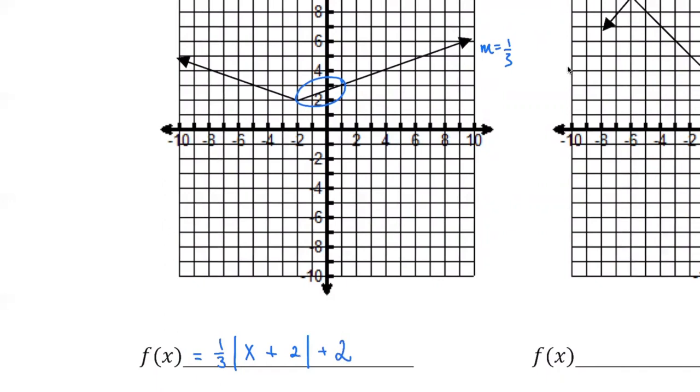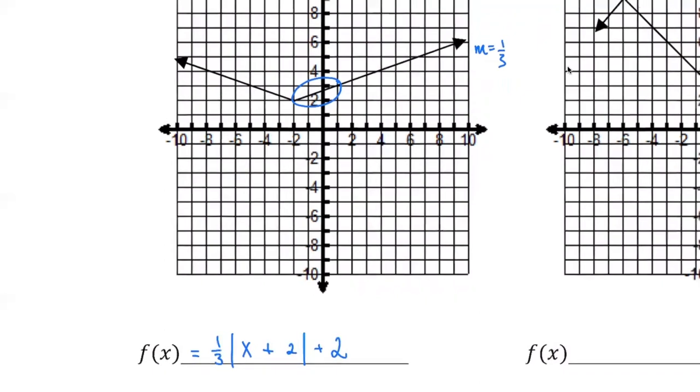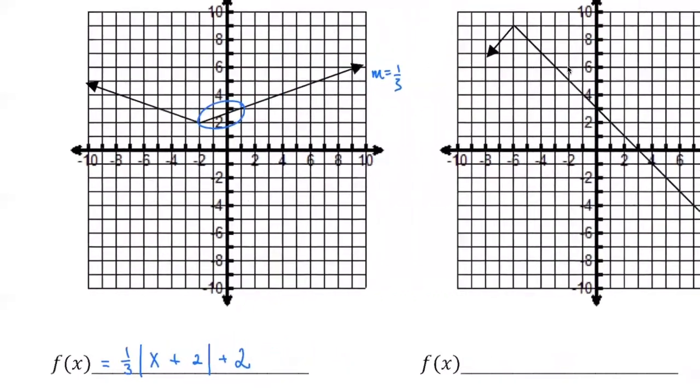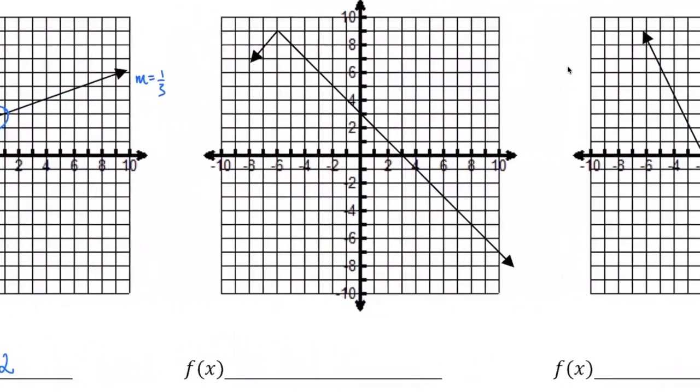So what you can see here is that by observing the shape of the absolute value graph right in front of you, you can obtain the equation very, very easily. That's how we get the equation. Now let's practice one more on the next one, number 2. We can easily see that this is an upside down absolute value function, so we'll put a negative right there.